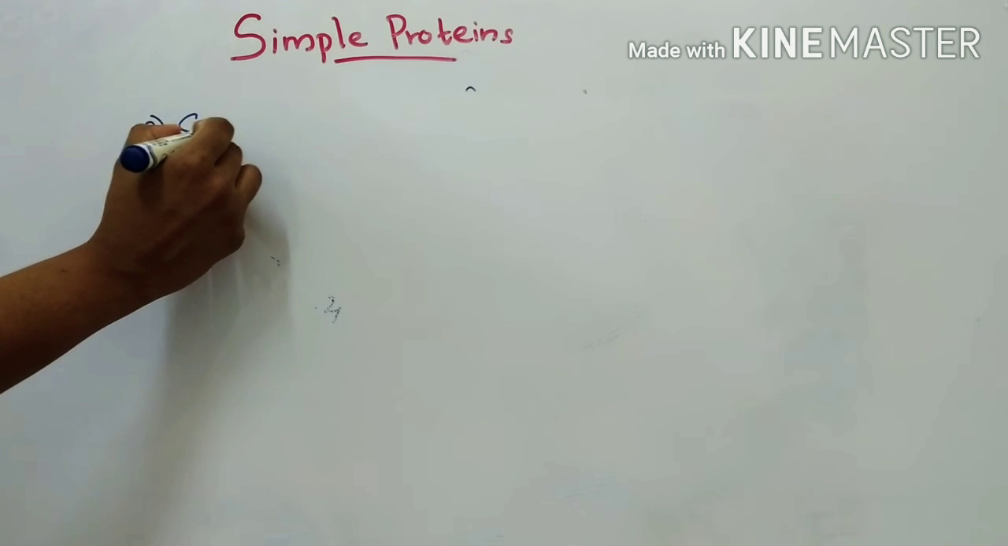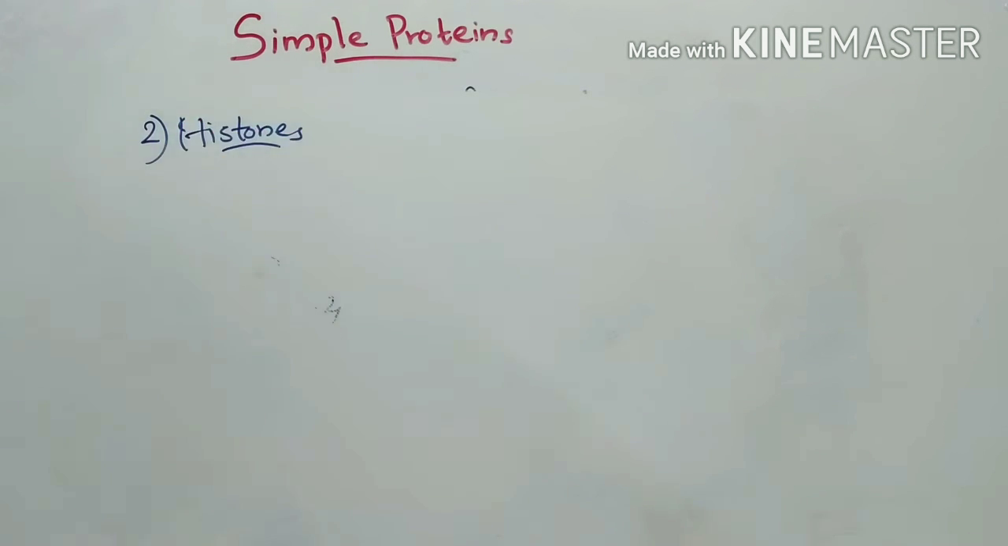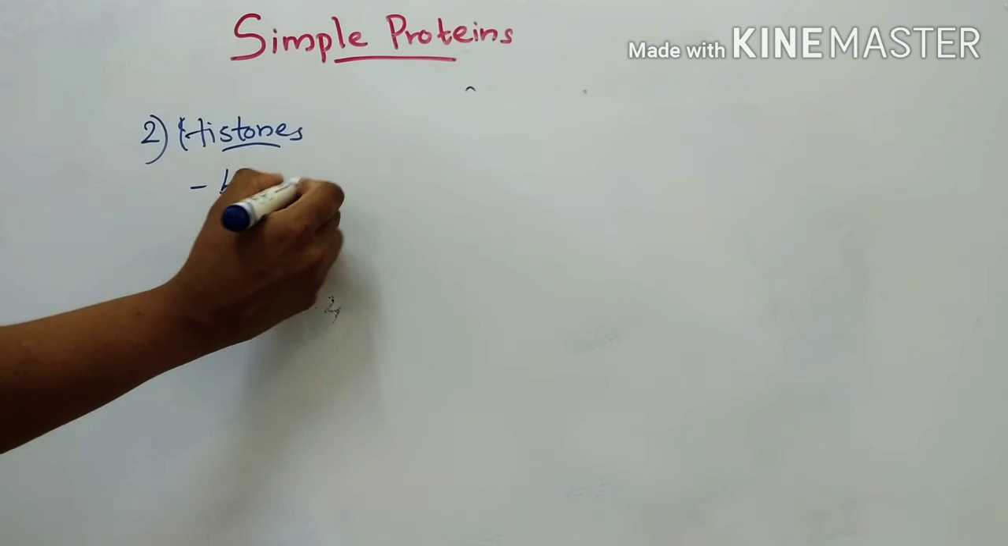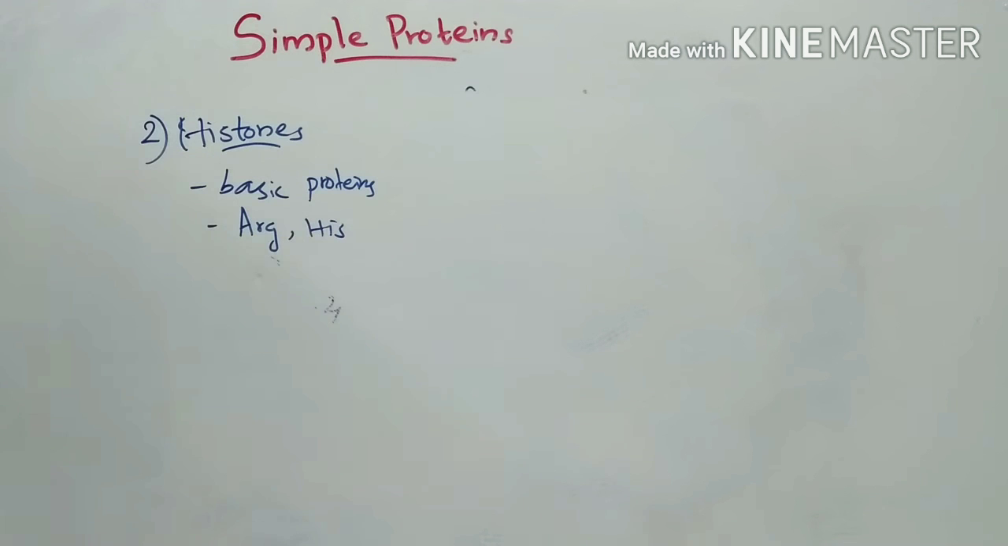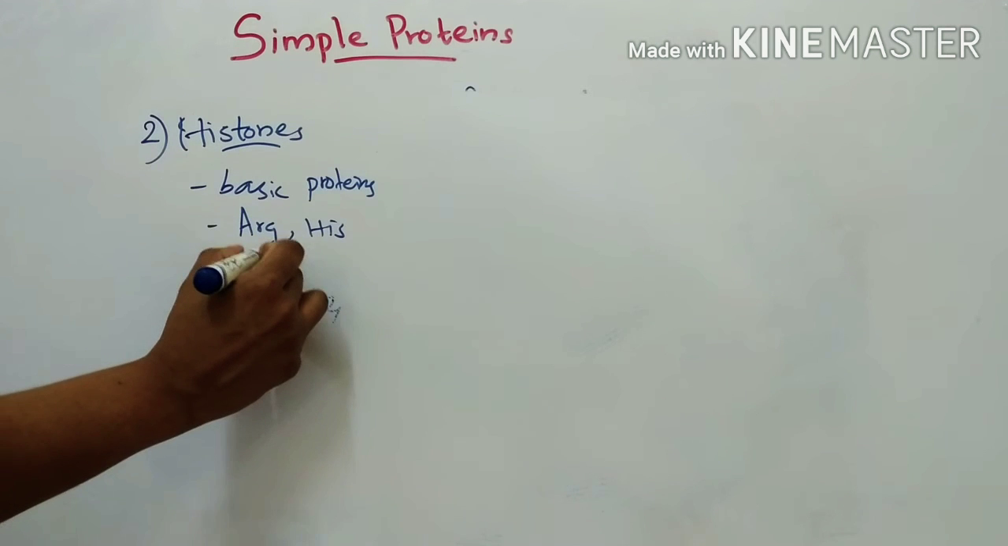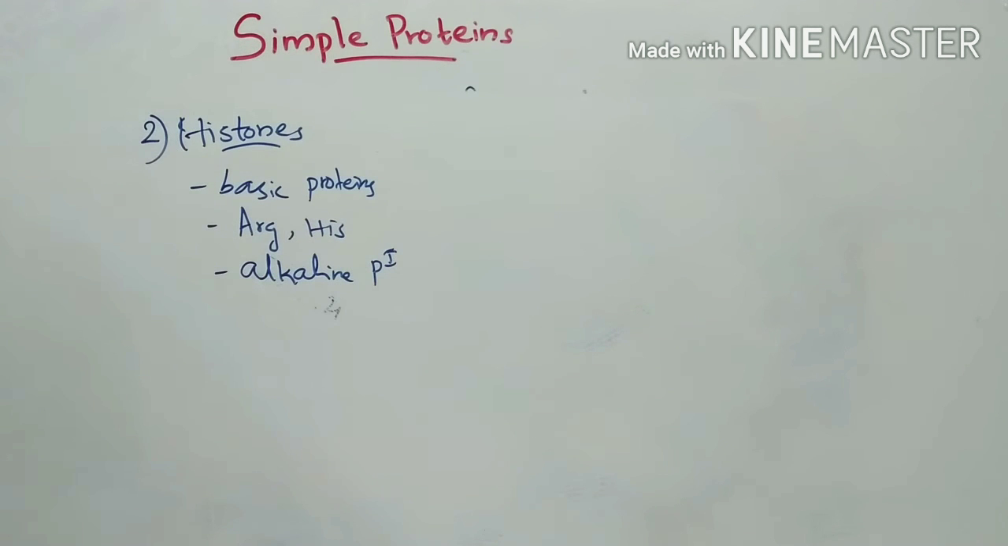Next simple protein is histones. Histones are basic proteins rich in arginine and histidine, with an alkaline isoelectric pH. They are soluble in water, dilute acids and salt solutions but insoluble in ammonia. They do not readily coagulate on heating. They form conjugated proteins with the nucleic acids and porphyrin.